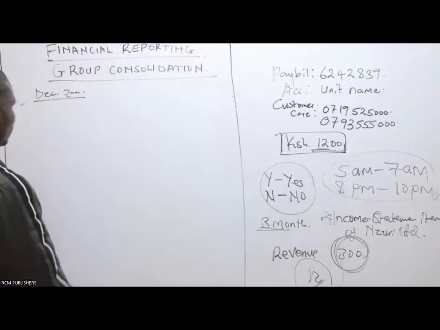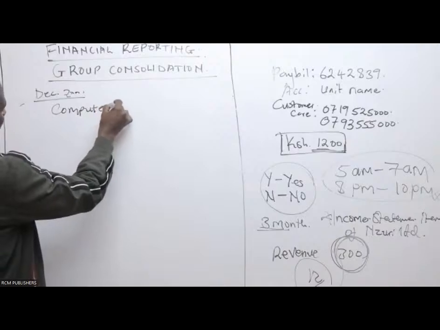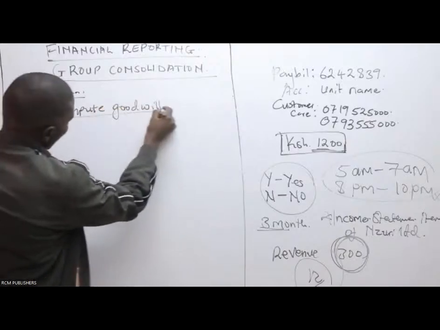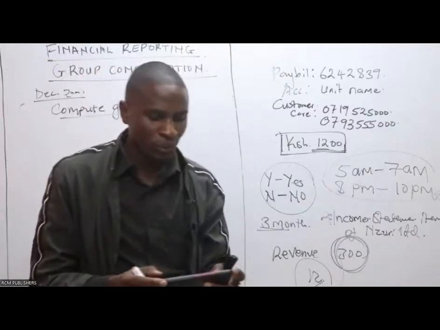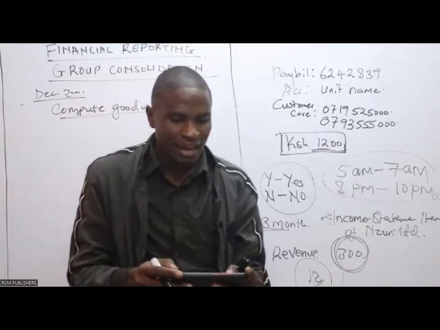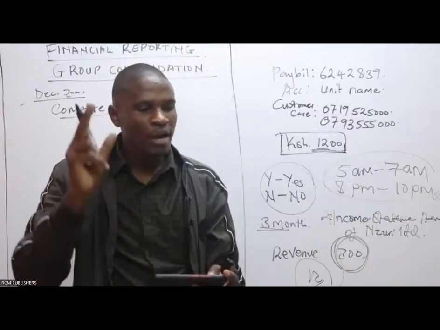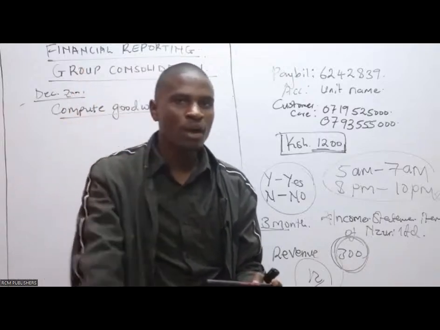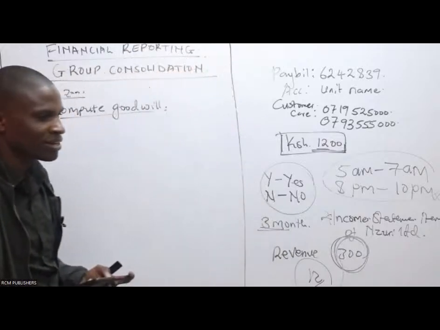So we'll say computation of goodwill. And I was asking, in this question I can see that we are not told of NCI. There's nowhere we are told of NCI. Therefore, which method are we going to use? Let me see those who are listening.